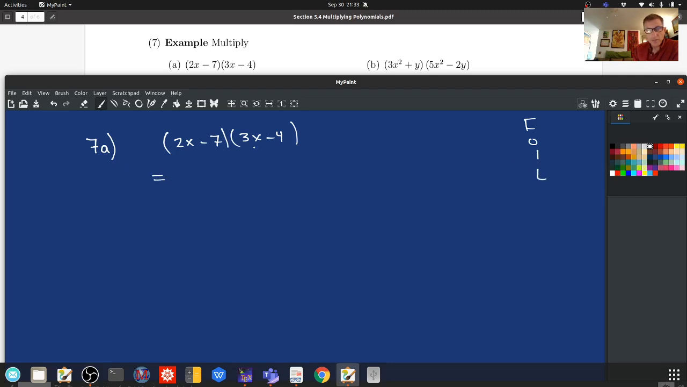So 2x times 3x is 6x squared. So that's first, and my outer is 2x times minus 4. So that's minus 8x. Inner is minus 7 times 3x, which is minus 21x. And last, minus 7 times minus 4 is plus 28. So we always have to combine the middle terms. The second step, even when you do it the other way, the terms are in the exact same order. So minus 8x minus 21x is minus 29x. And then we have plus 28.